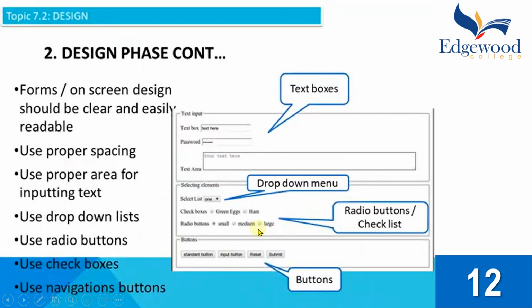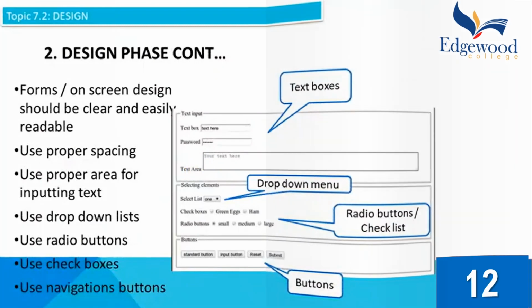Now, the radio buttons could be used for something like your gender: are you male or female? You could use the radio buttons for that. A drop down is used if you're selecting maybe a year group: what year are you, are you in year 7, year 8, and the likes of that? A text box could be for your name, your age, your parents' address, your parents' phone number. You can use the text box for that.